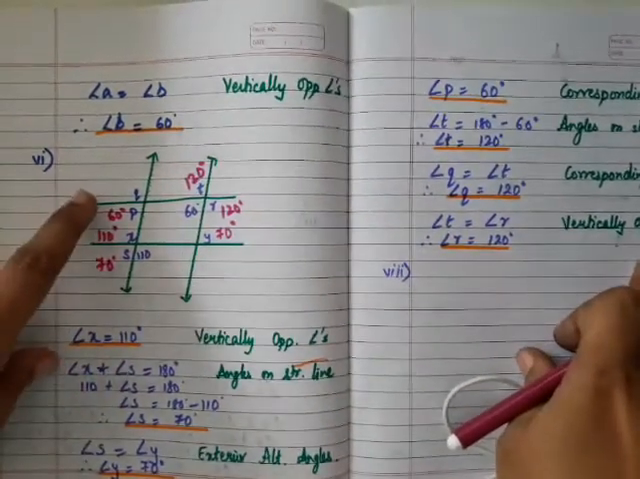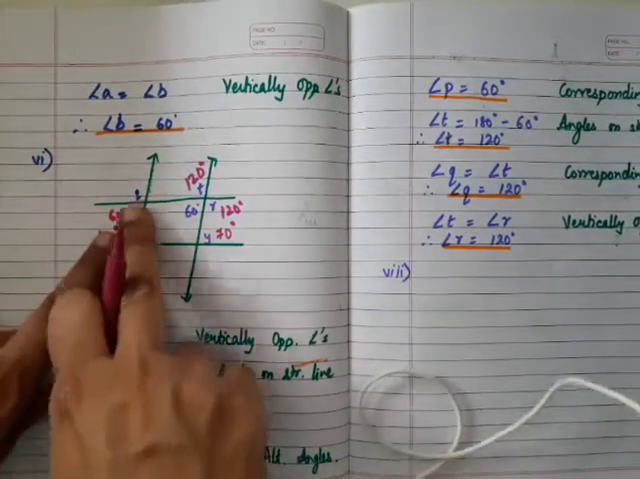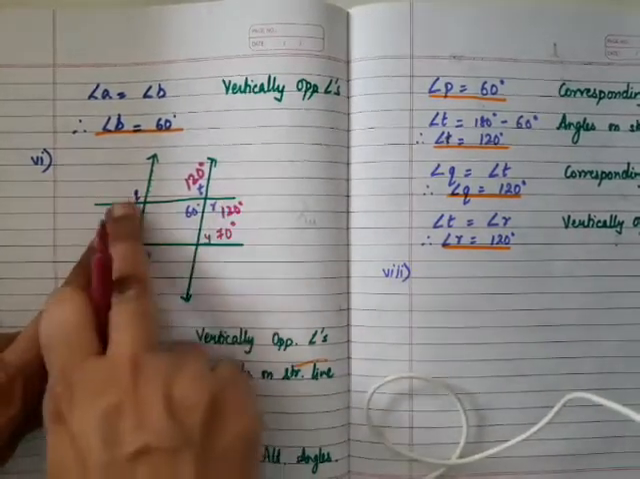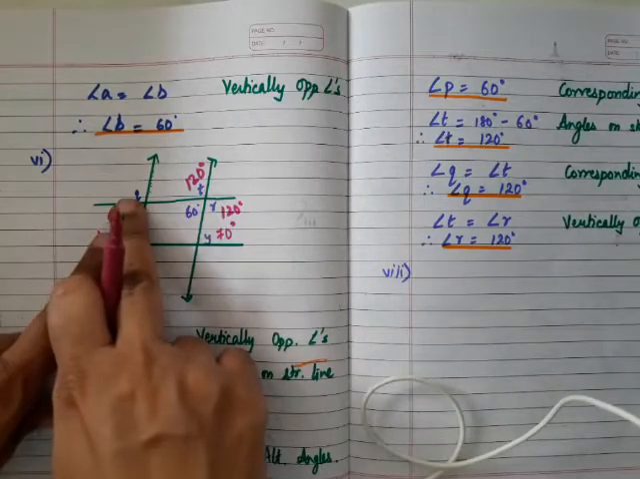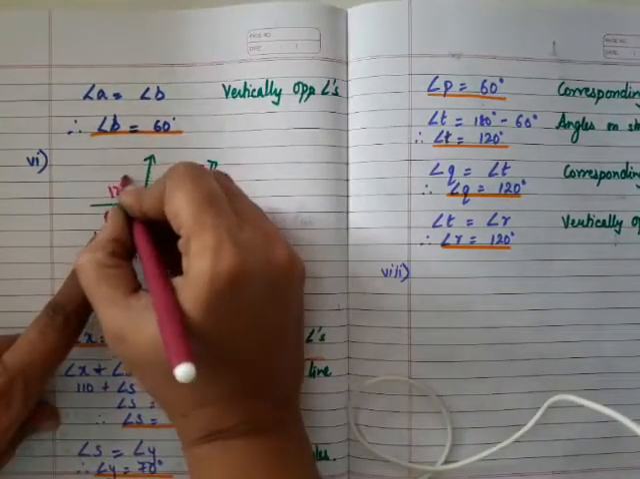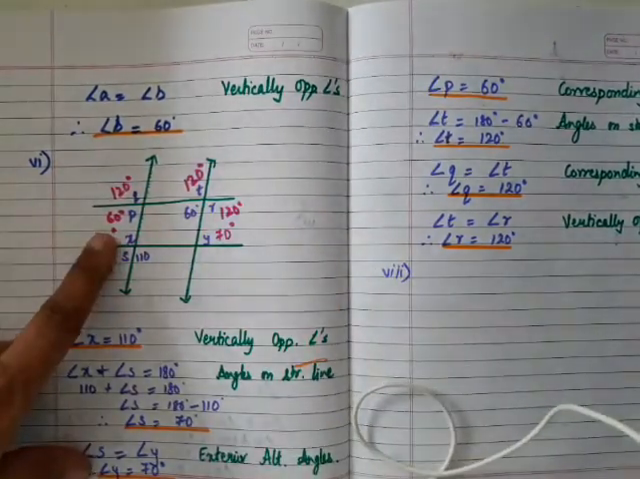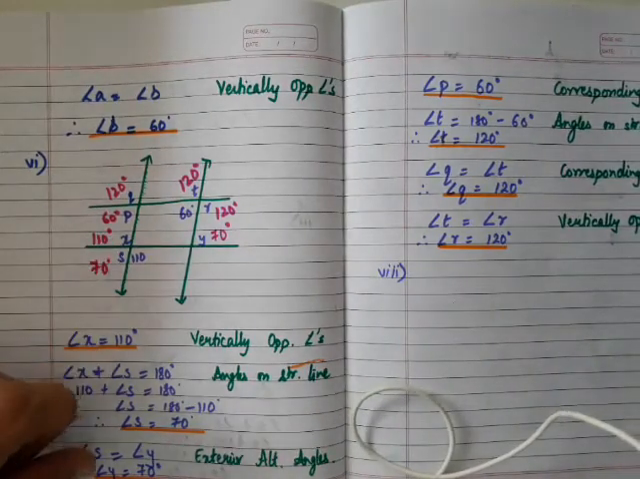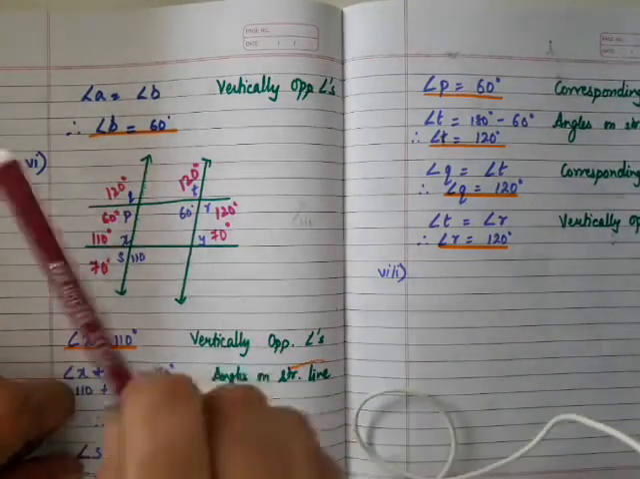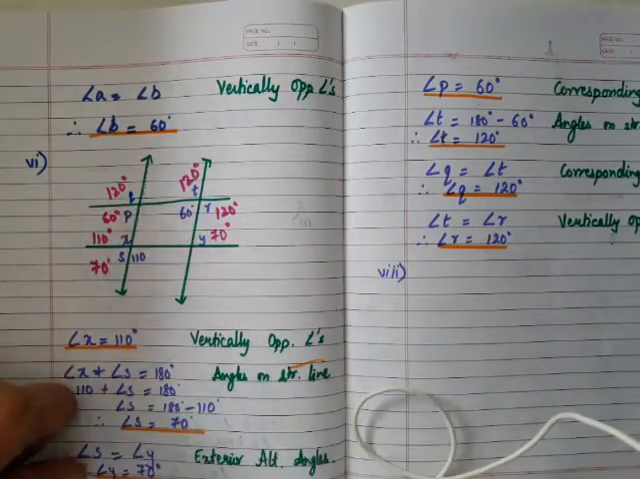Now what is remaining is Q. Now you can either find out Q by linear pair with P, or you can find it with T, that is corresponding angles. So angle Q also becomes 120 degrees. Okay, as I told you, there are different ways of solving a question. You can use any method for doing so.